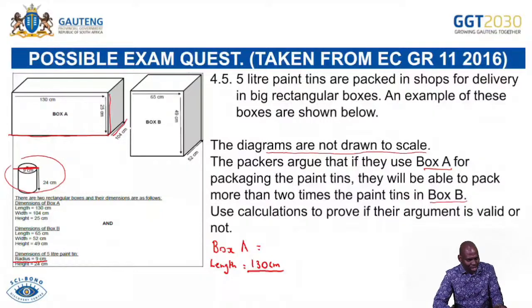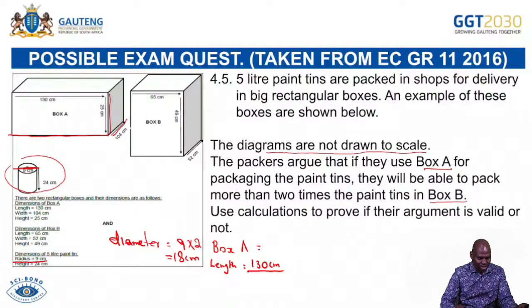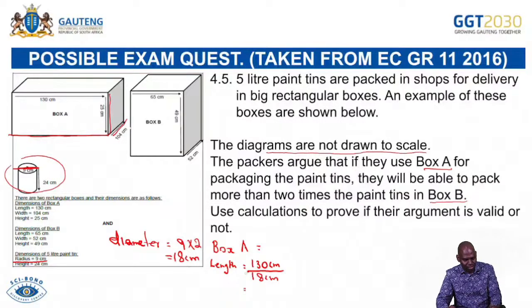So it's 130. The diameter in this case, remember this is something that you need to know, is 9 times 2. So this will give me 18 centimeters. So the diameter of the tin is 18 centimeters. So I divide by 18 centimeters. Then this will give me 130 divided by 18, so it's 7.2. I'm going to write 7.